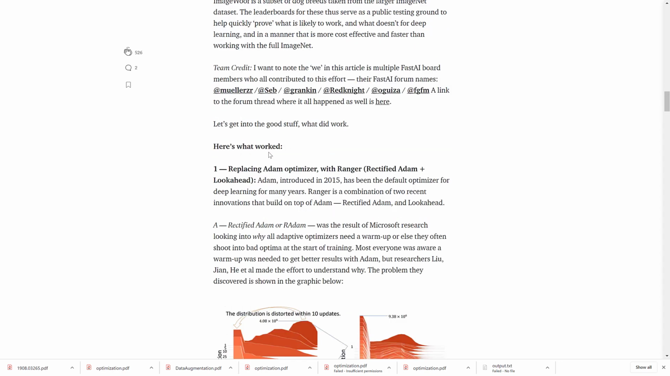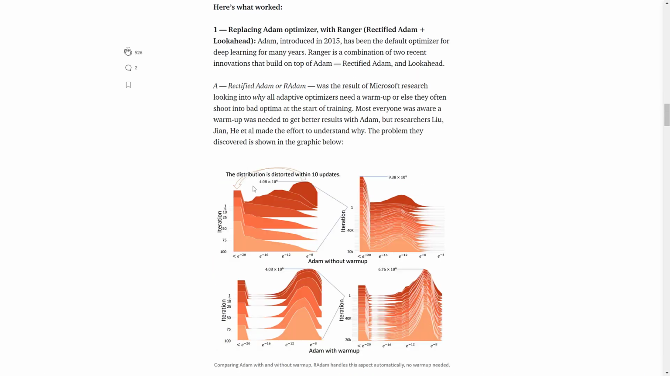So then if you scroll in the blog, then you see, okay, here's what worked. 1, replacing ADAM optimizer with Ranger. This is their optimizer, which is a combination of Rectified ADAM plus Lookahead. And something like this I consider to be a really strong endorsement if there's some independent verification that your idea really works.